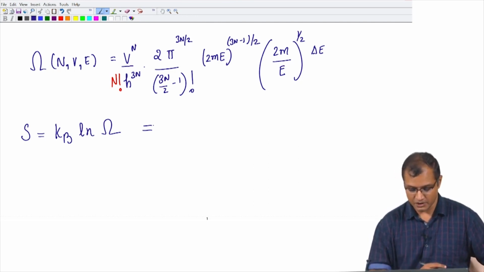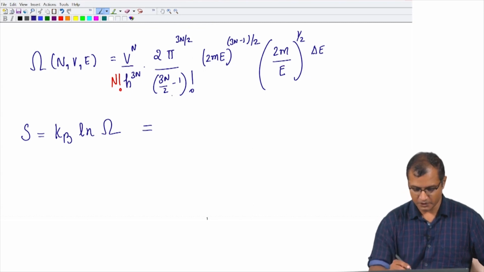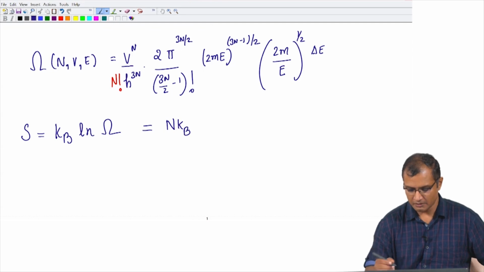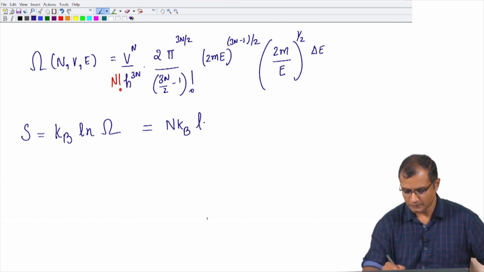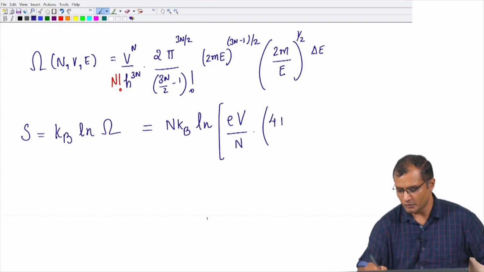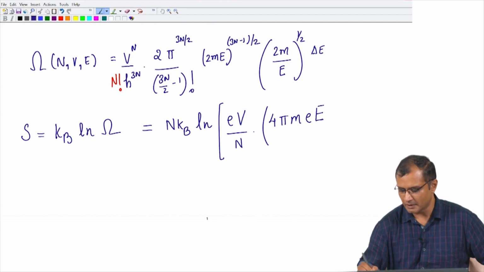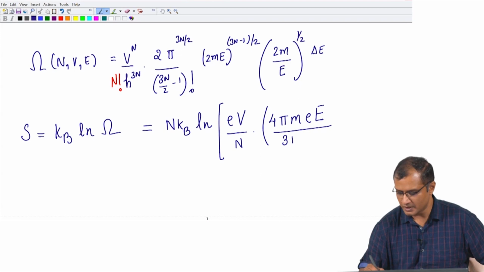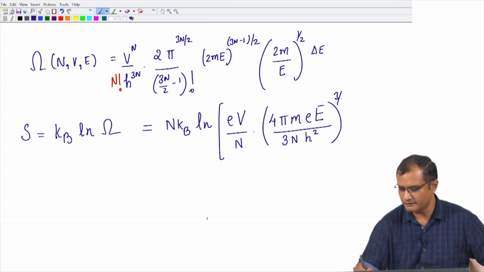and this can be seen very easily if you take logarithms, assuming N is very large. Then you can write it as N k_B logarithm of EV over N into 4 pi m e capital E over 3 N h squared to the power 3 half.